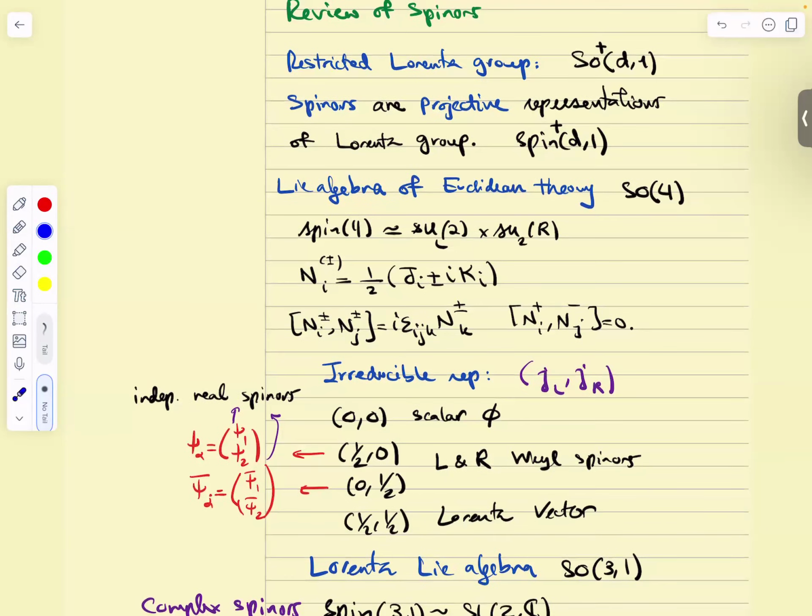Okay. Now, for the representation theory of this, because there are 2 copies of SU(2), you already know how to talk about its irreps: J left, J right. And J is a half integer, right? That labels the spin of each representation. We can have (0,0), which is a Lorentz scalar, (1/2,0), or (0,1/2). These are left and right Weyl spinors. They have 2 complex components, psi 1, psi 2. And then you have the Lorentz vector, which is a (1/2,1/2) representation.